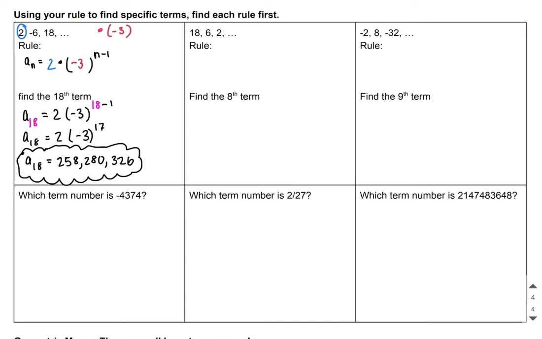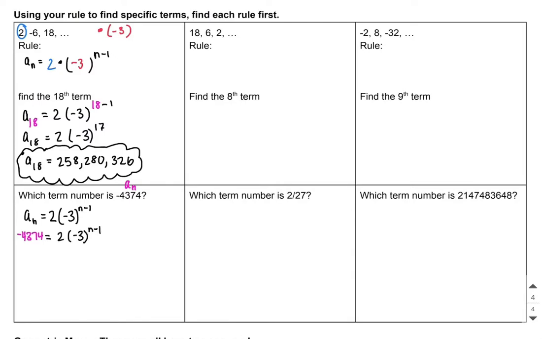Which term number is negative 4,374? In this case, I'm going to use my rule. So I have a sub n is equal to 2 times negative 3 to the n minus 1 power. And I know what my a sub n is. I was given what the actual term is, and I want to find what position it's in. So I want to find the n. A sub n is negative 4,374. So that is equal to 2 times negative 3 to the n minus 1 power.